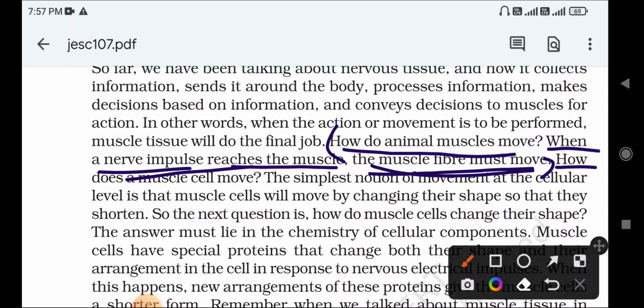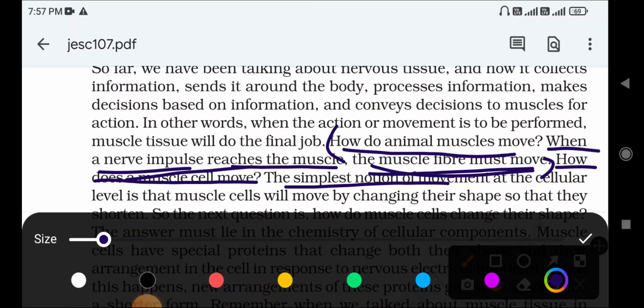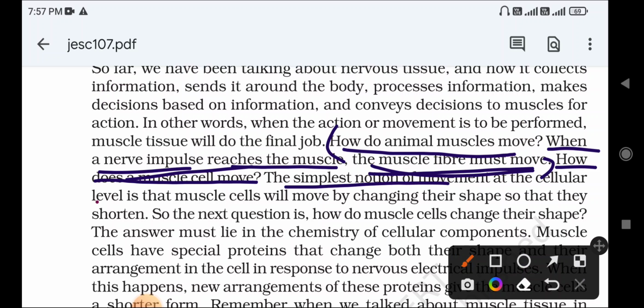So how does a muscle cell move? The simplest notion of movement at the cellular level is that muscle cells move by changing their shape so that they shorten. How do muscle cells move? We can write that muscle cells move by changing their shape so that they become shortened.